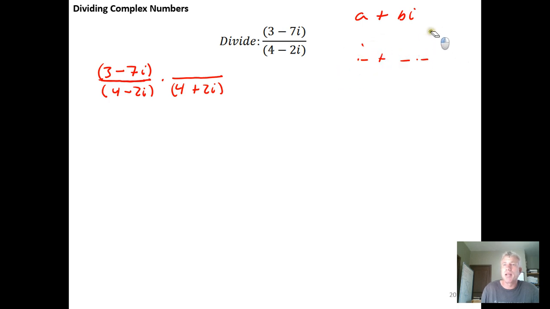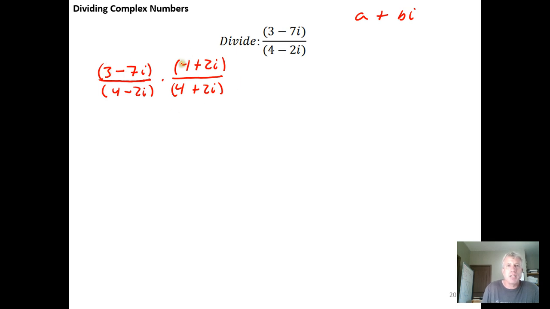So we're going to take advantage of that same concept here. I'm going to say, hey, I want to get rid of the complex number in the denominator. So all I need to do is multiply by the conjugate. But I can't just randomly multiply the denominator by a conjugate, so I'm going to multiply the numerator by the same thing so that this ratio is really equal to 1. 4 plus 2i divided by 4 plus 2i is 1. And now I work out the division.